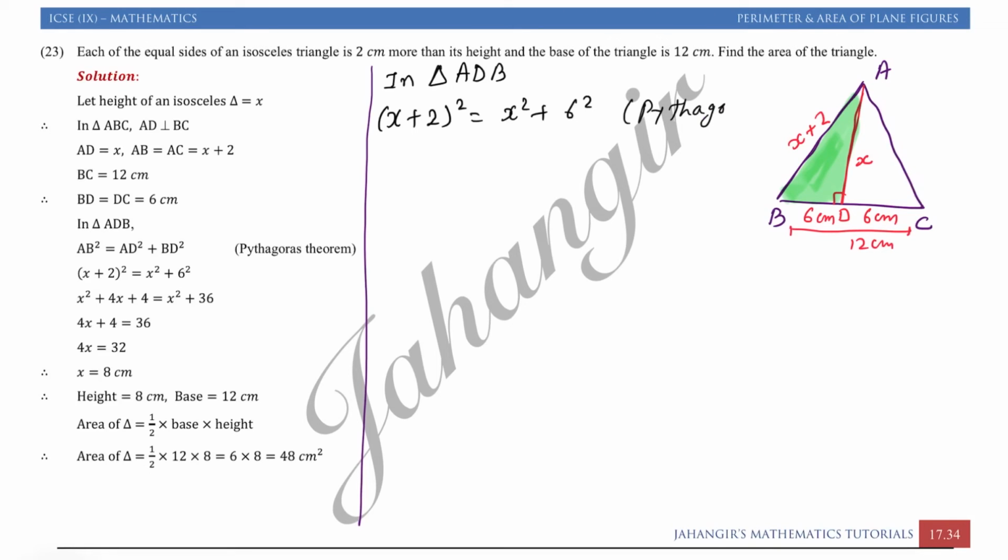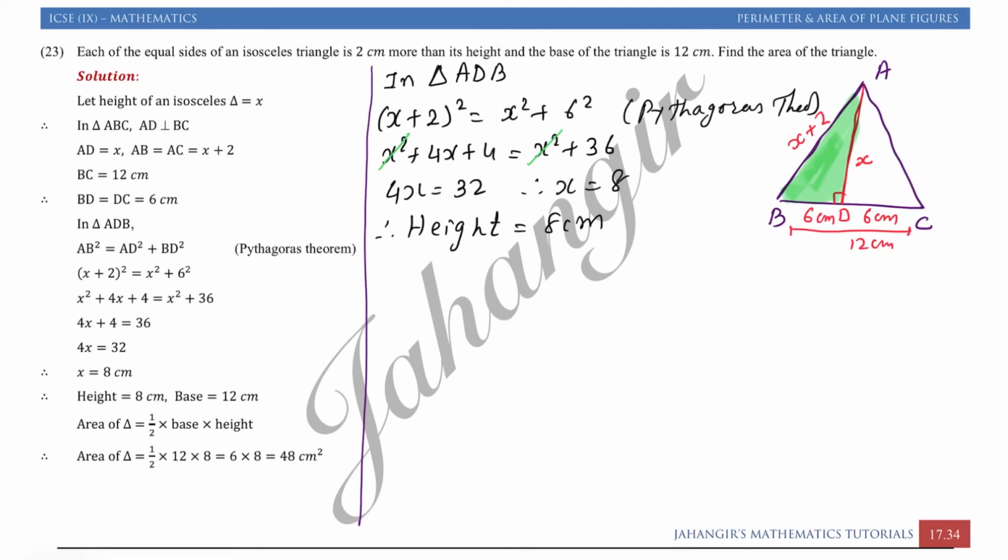Pythagoras theorem. So that can become x square plus 4x plus 4 is equal to x square plus 36. Just cancel out x square, x square. 4x is equal to 32, so therefore x is equal to 8 centimeter. So therefore height is equal to 8 centimeter.